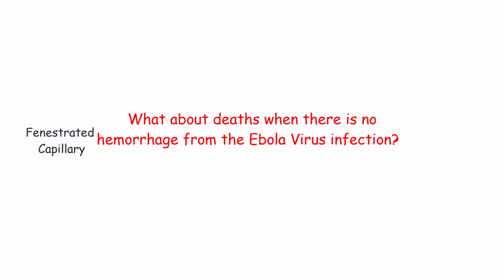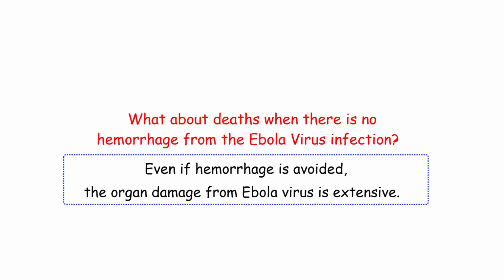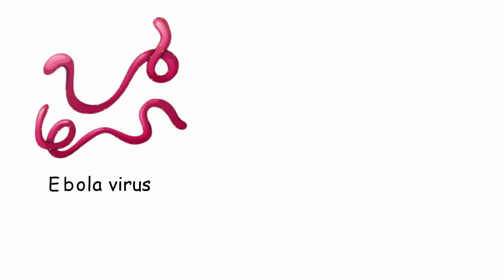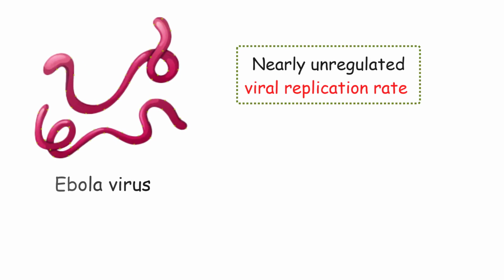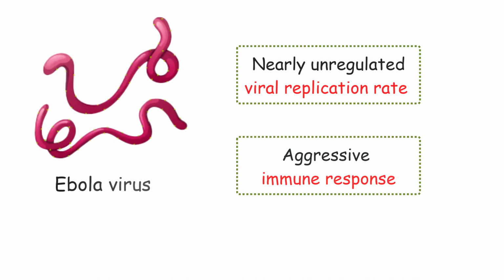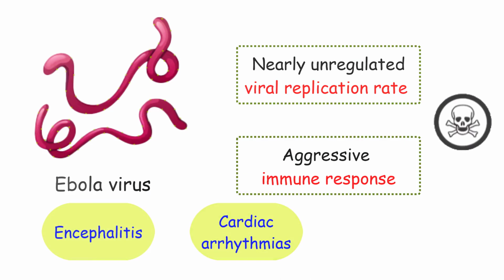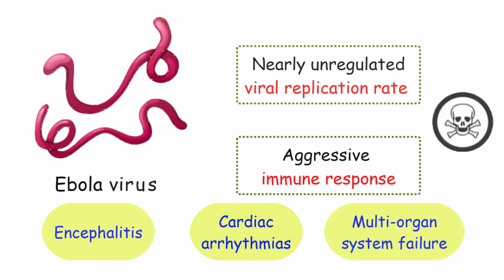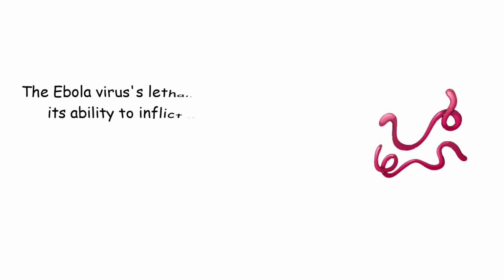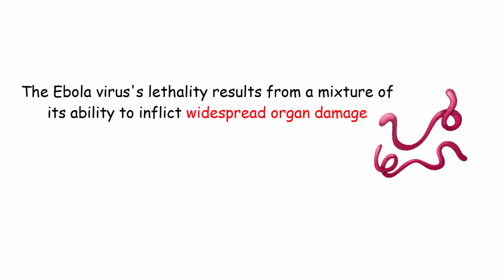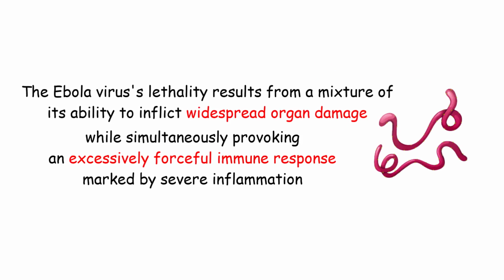What about deaths when there is no hemorrhage from the Ebola virus infection? Even if hemorrhage is avoided, the organ damage from Ebola virus is extensive. Ebola virus causes both a nearly unregulated viral replication rate and an aggressive immune response, which can lead to fatal outcomes such as encephalitis, cardiac arrhythmias, and multi-organ system failure. In essence, the Ebola virus's lethality results from a mixture of its ability to inflict widespread organ damage while simultaneously provoking an excessively forceful immune response marked by severe inflammation.